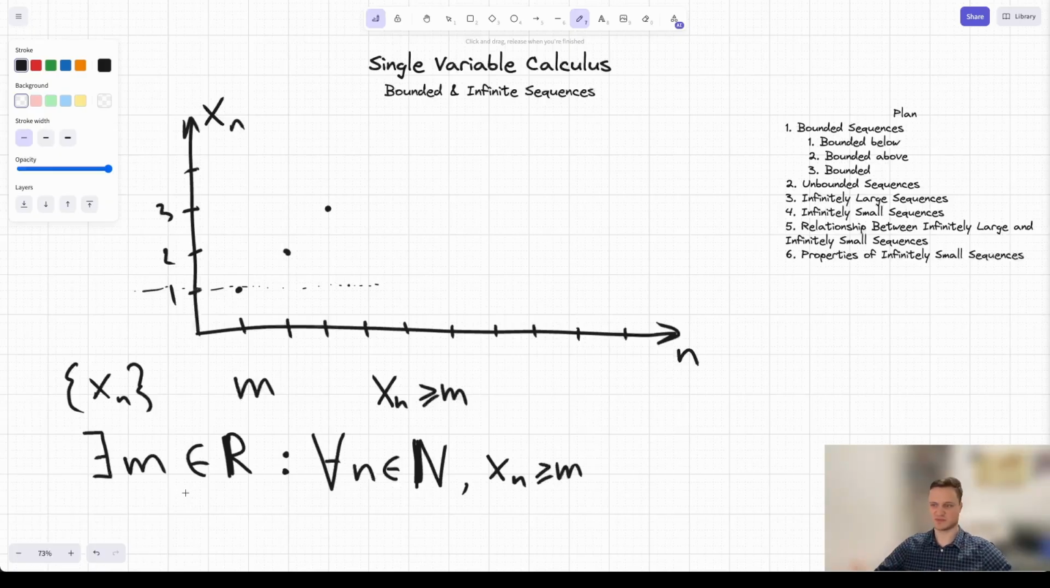To put it a bit simpler, there is some border from below such that for every index the value of the sequence will be above this border. And this fits our case. So our sequence here, as a reminder, is equal to the index, and we can see that every element is above this border of 1, so m equals 1. This means that this sequence is bounded below by 1.